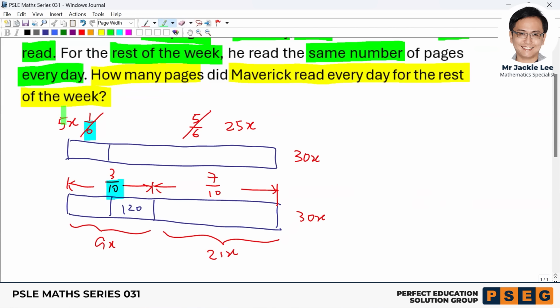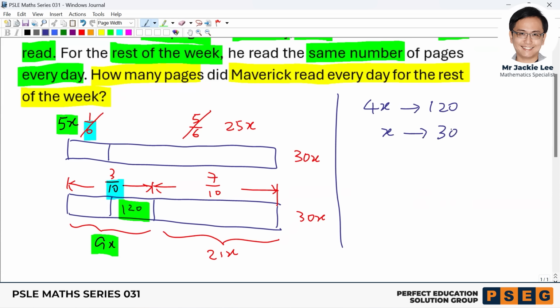All right. Now, after that, I think we base on the difference between these two. We notice that this is 5x, this is 9x. The difference is 120. So obviously, the difference is 4x, corresponding to 120 pages. So 1x obviously is 30 pages, right? That is the value for x that we can use now.